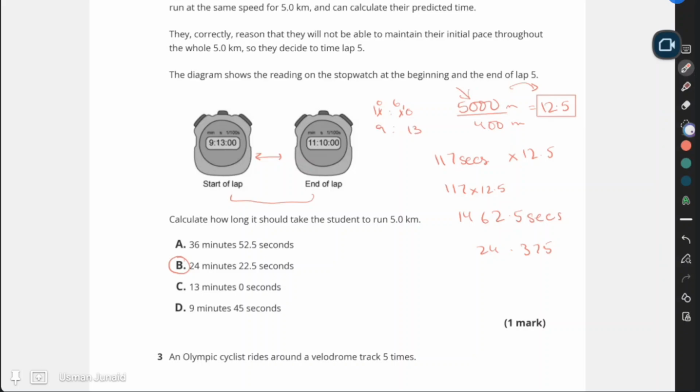Okay. So basically, if you've done ratio and proportion in math, he did time over laps. One lap, 117 seconds. 12.5 laps, x, and then you cross multiply.